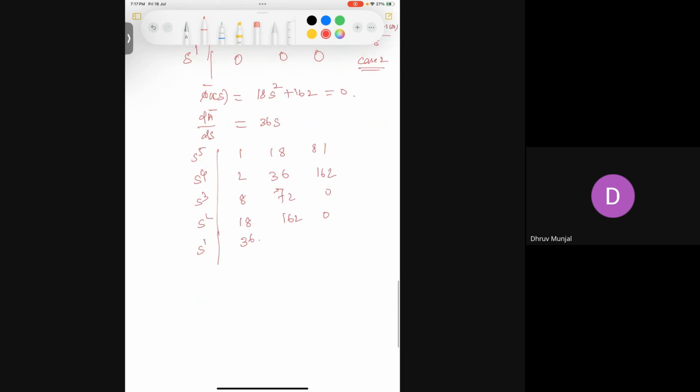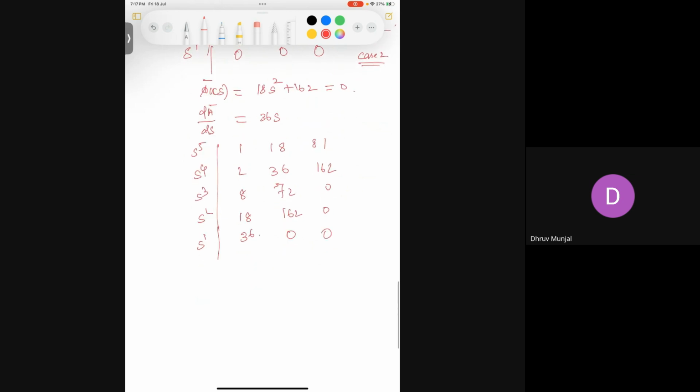36. Good. Now 0, 0. Now it should calculate 36 into 162 minus, okay, by 36. This will give you 162. Good, we end up in the last s power 1 with only one element. So is there any sign change here? No sign change, right? So the system is stable. If there is even one sign change, then the system is pronounced to be unstable.